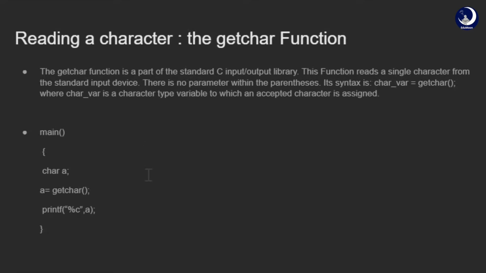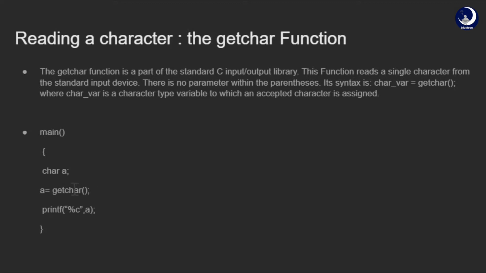Let's head over to the example. Here we have char a, that is a, which is assigned to the data type character. This a will receive the input using the getchar empty parenthesis, and this is printed using the printf statement. So a single character is inputted using the getchar function.